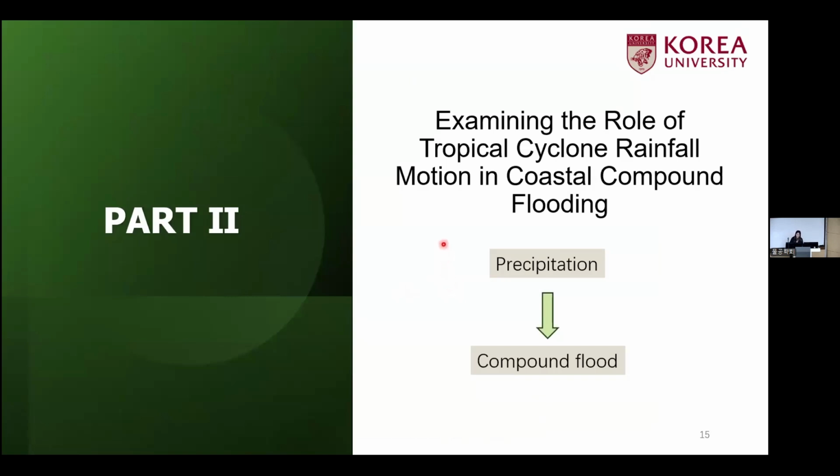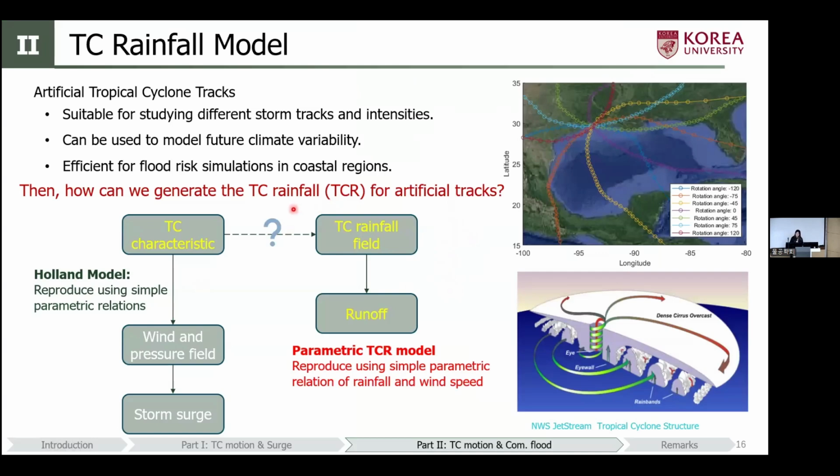And this is about part 2. Part 2 is about the rainfall field affected by the tropical cyclone motion and how the compound flood will be affected by it. So also in the beginning, we should know how to get the synthetic tracks and the rainfall in these synthetic tracks.